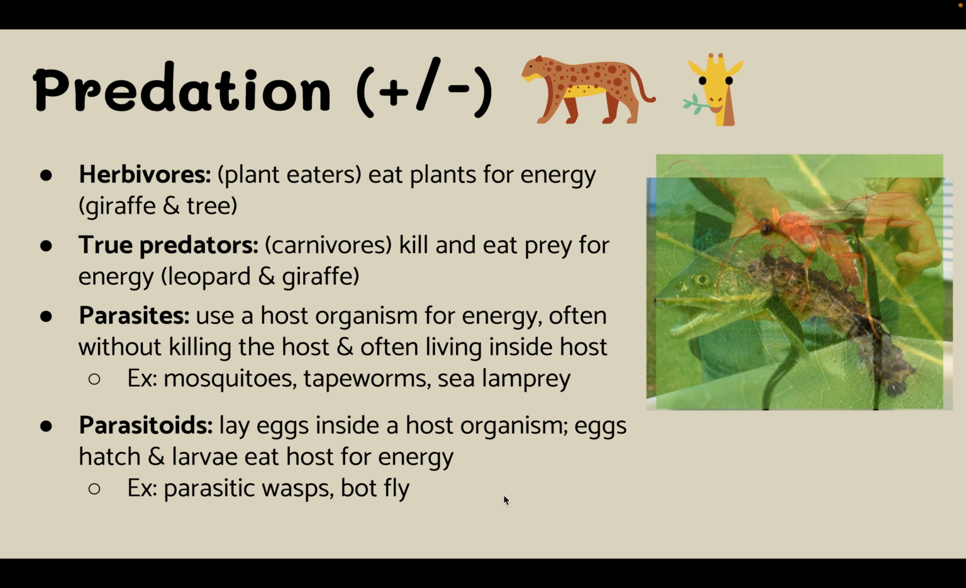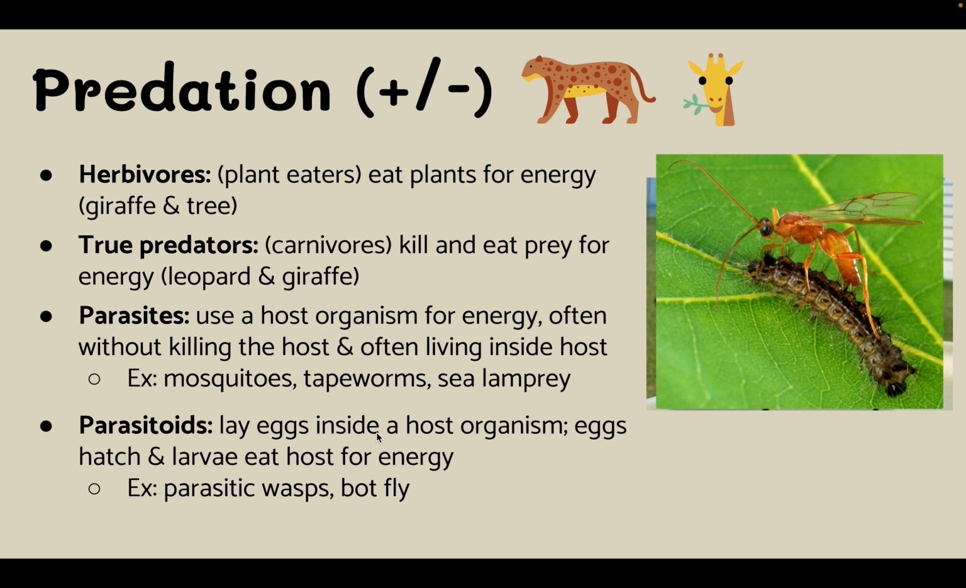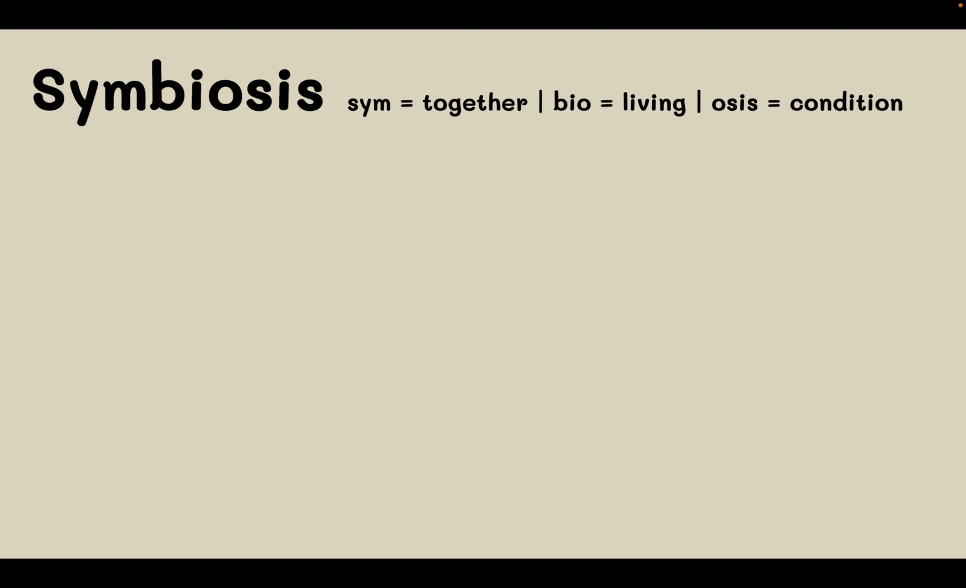And then parasitoids. These lay eggs inside of a host organism. The eggs will hatch and then the larvae will eat that host for energy. That's what's happening here in this picture. This is a parasitic wasp injecting its eggs into the head region of the caterpillar. And what will happen is the eggs will hatch and then eat the caterpillar. It's pretty nasty stuff. Botflies do the same thing. They inject their eggs inside of a host organism, and then the area around wherever the botfly larvae is will eat the skin or the entire organism itself. All right, let's talk about the term symbiosis.